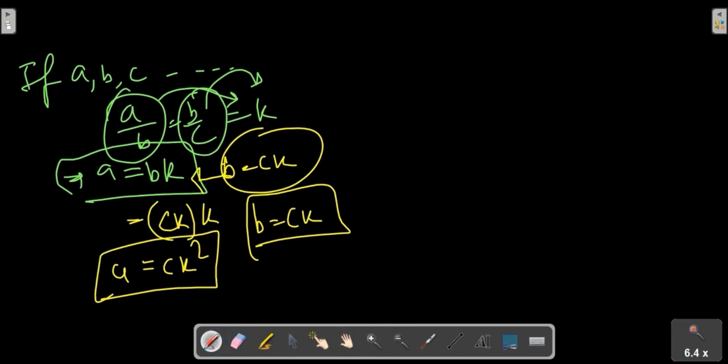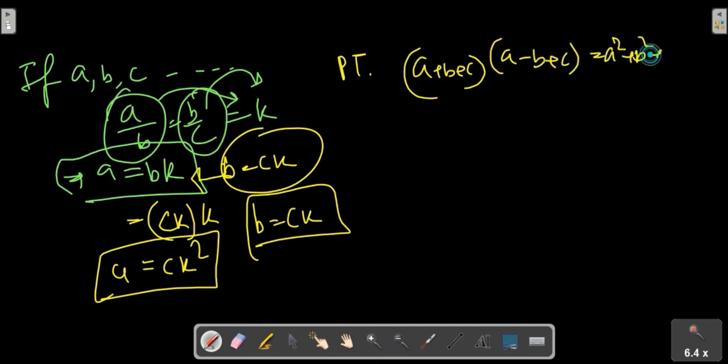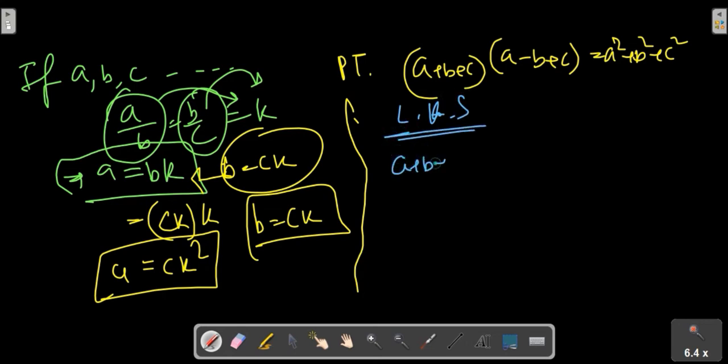So here they told us to prove that (A plus B plus C) into (A minus B plus C) is equal to A square plus B square plus C square. So we need to show this. Let's see how we can show it. We'll start in the same manner, putting everything in the LHS part. So let us copy A plus B plus C, then A minus B plus C. Okay, sorry. So A plus B plus C, A minus B plus C.